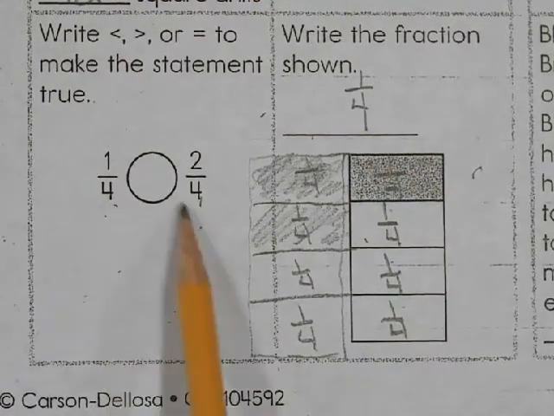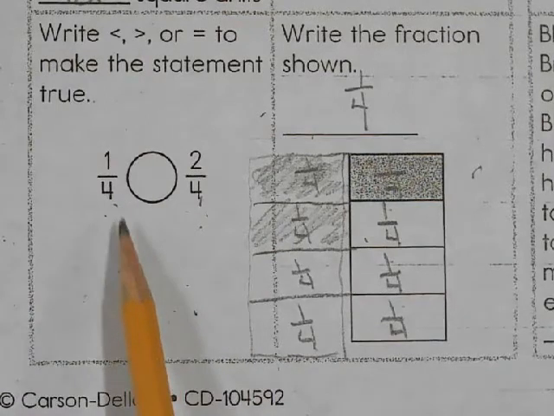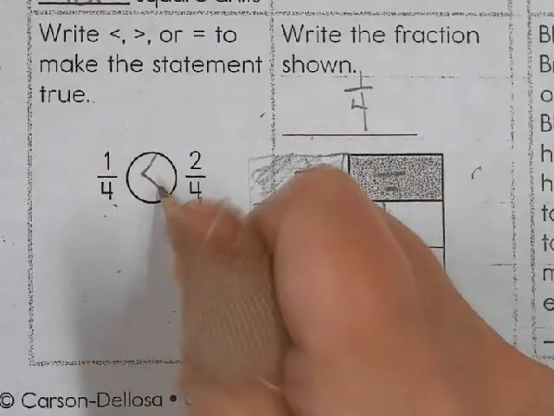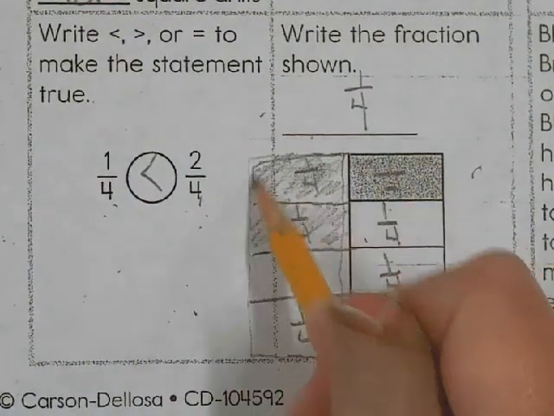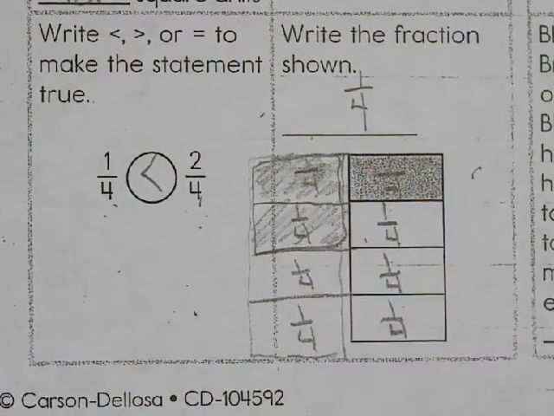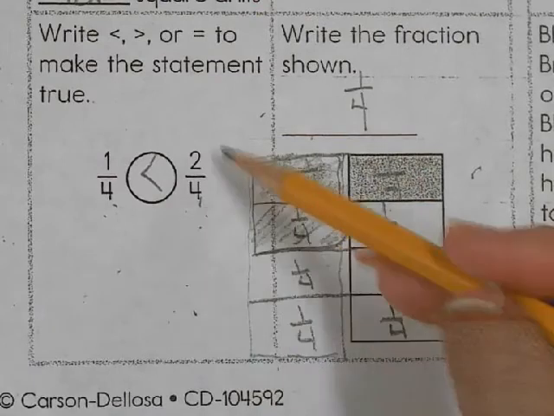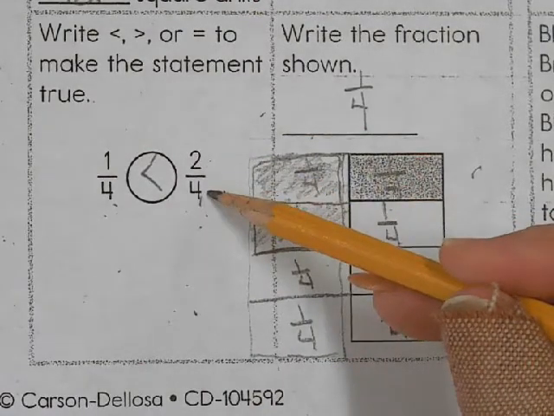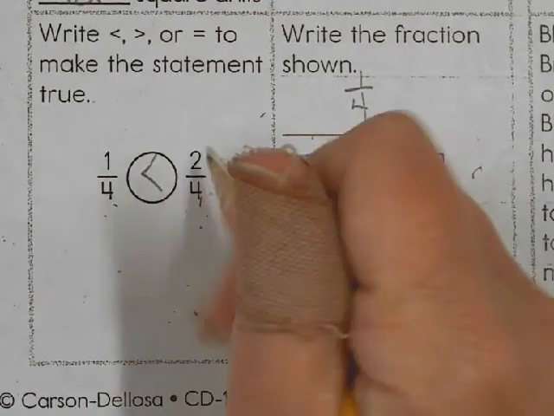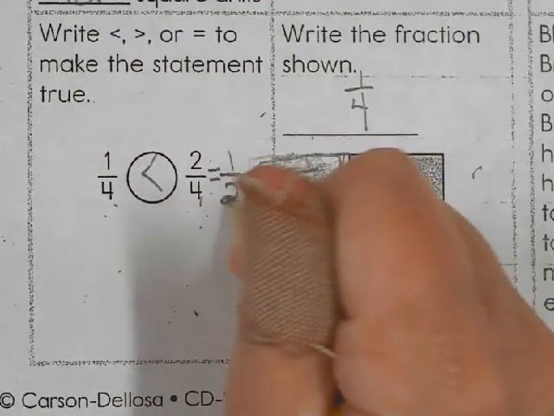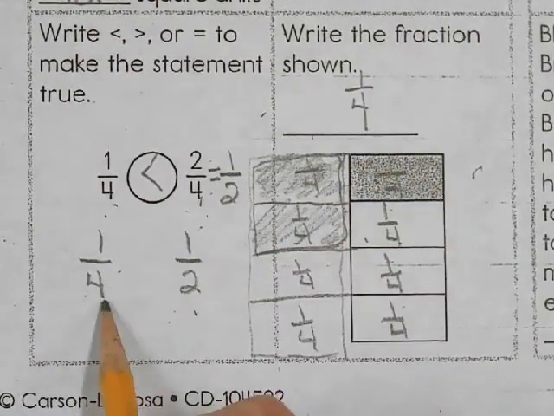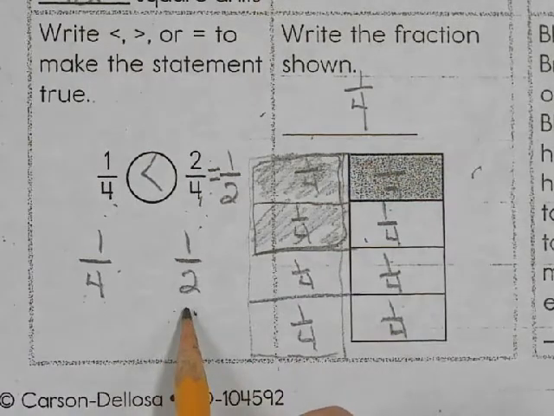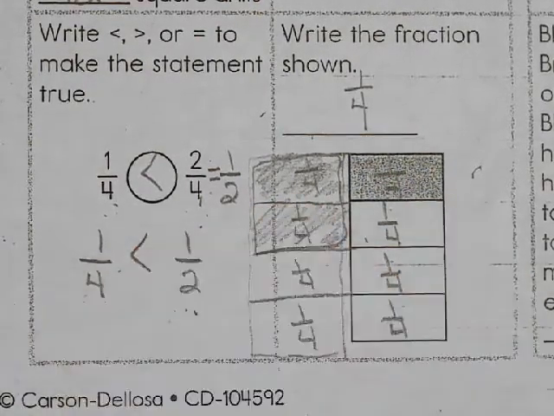If I compare 1/4 to 2/4, I know that one of the 4th pieces is less than 2 of the 4th pieces. We should also know that 2/4, if you look at this rectangle, has half of the rectangle colored in. 2 is half of the 4 pieces, so this is also equivalent to half. If we were going to compare a 4th to a half, we would know that 4th pieces are smaller than half pieces. That understanding is shown with a less than sign.